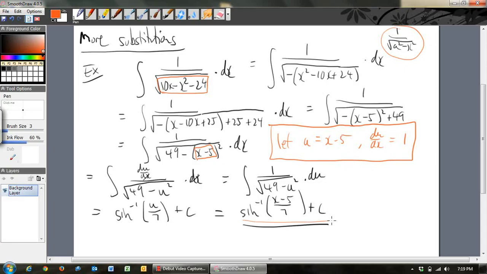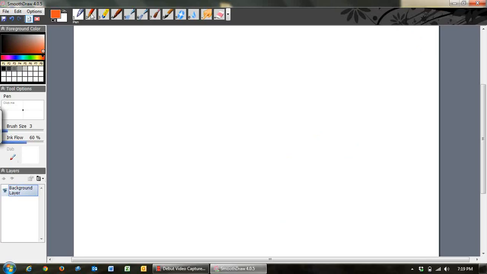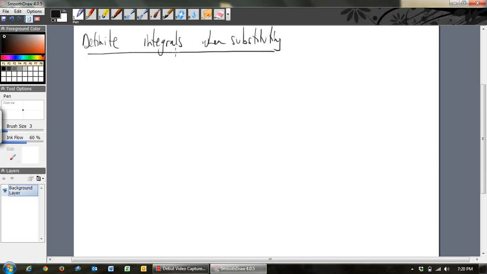So there you go. Last little piece here. I'm just going to do definite integrals when substituting. Okay, so we're just going to have a look at that.